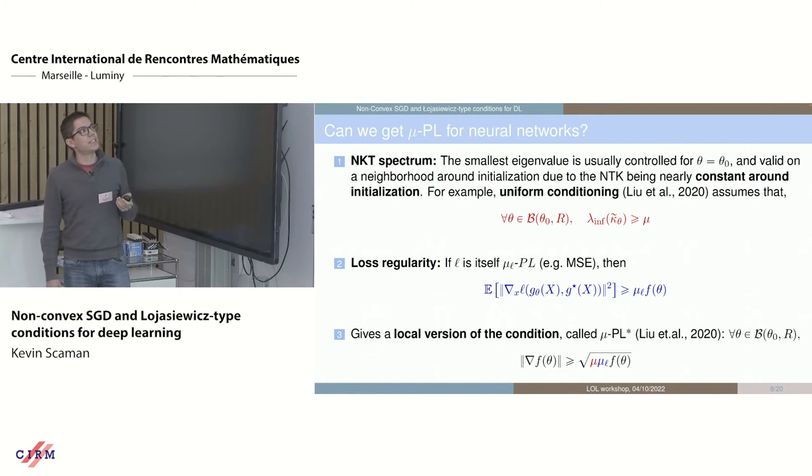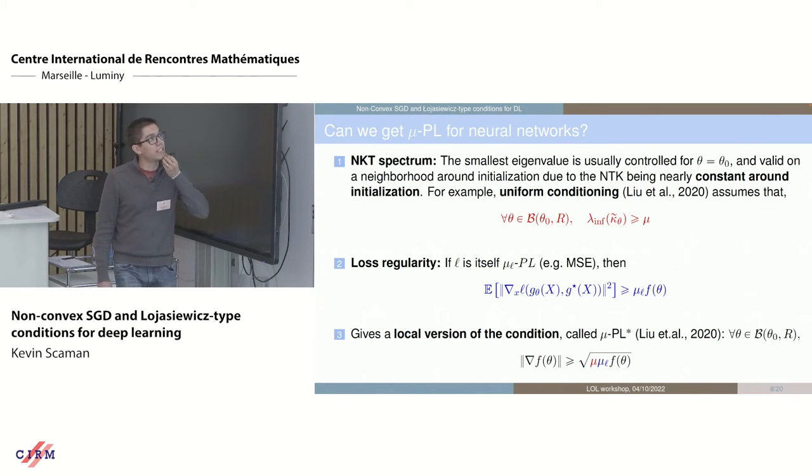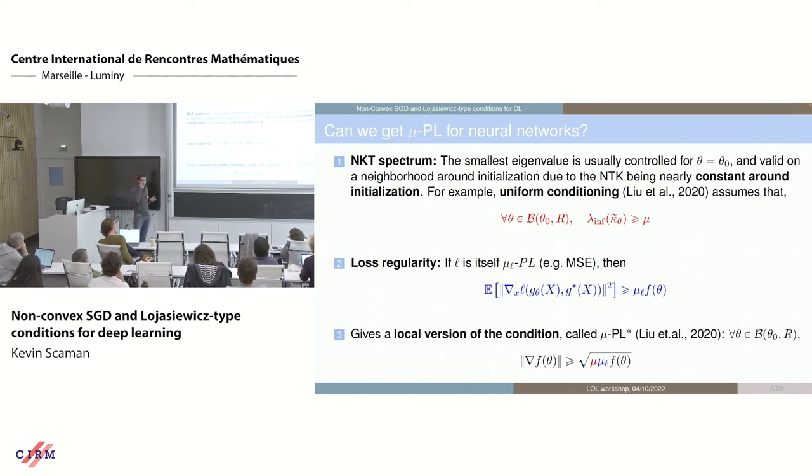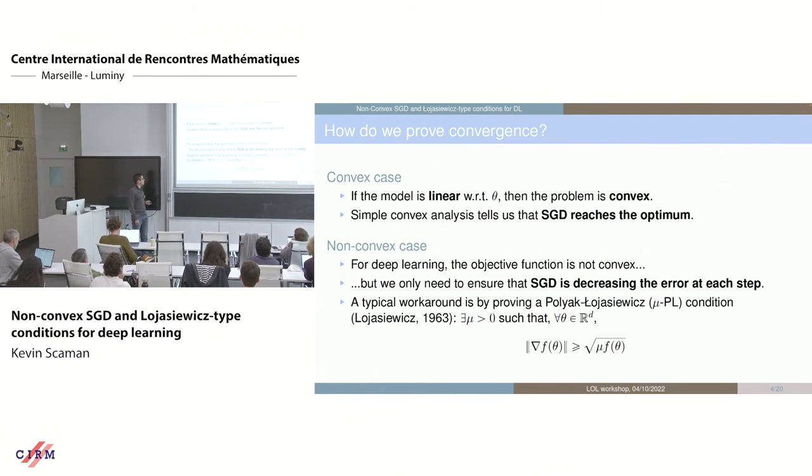For the first term, you're going to look at the spectrum of the NTK, and you can show that in a number of settings it's going to be controlled at initialization. When you initialize the neural network with this random initialization, it behaves relatively well, and you can prove that the spectrum is lower bounded at initialization, and this lower bound is also valid in the neighborhood around initialization. Now you can't hope for this inequality to hold for the whole space, because if it did, it would mean that you don't have any saddle points in your objective function.